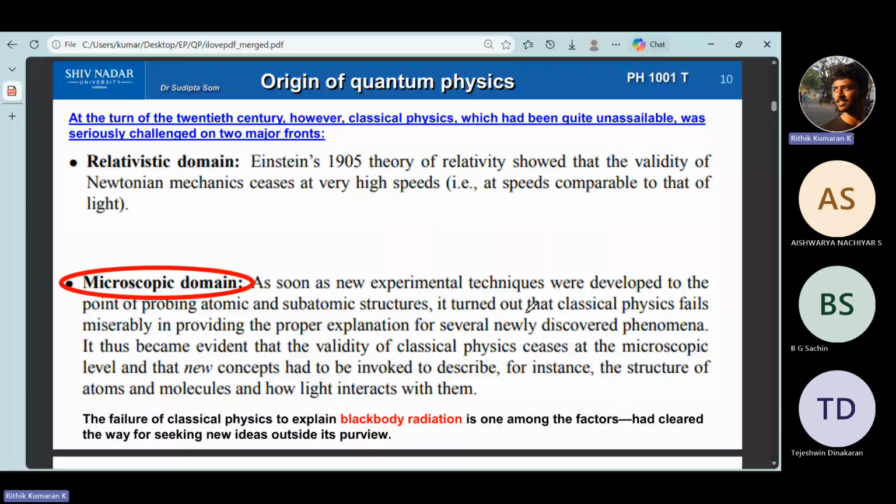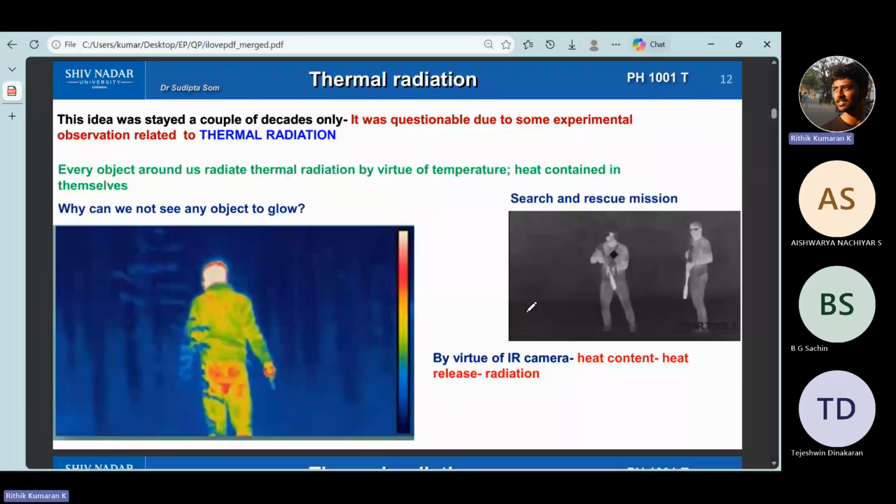Second is the microscopic domain. People using classical physics were not able to define how atoms interacted with light. So this was the failure in the microscopic domain. The third one, which is the major reason for the development of quantum physics, was that classical physics is not able to explain black body radiation. Don't worry, black body radiation we'll cover in the next lecture. This I already explained in the previous session itself.